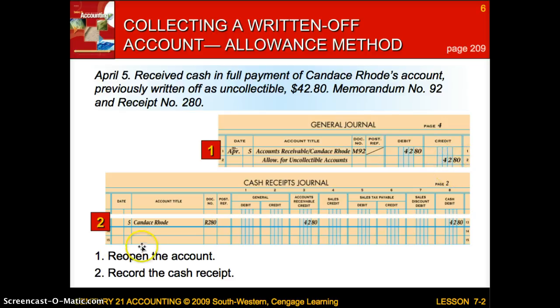And then down here in our cash receipts journal, we need to reopen that account and record the cash receipt. So it will be in our accounts receivable debit of $42.80 and our cash debit of $42.80.